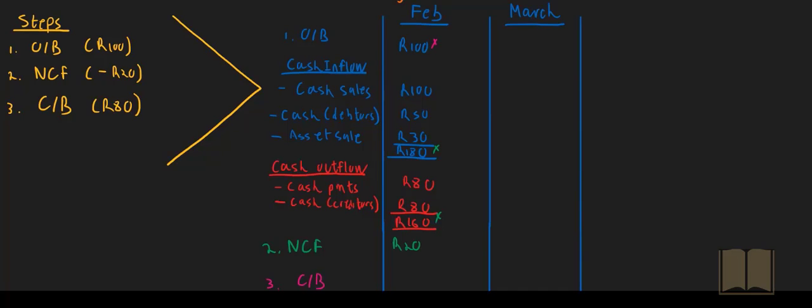The third step is to compute your closing balance at the end of the period. You had 100 Rand to start off with. The net cash flow is 20 Rand, so therefore you end off with 120 Rand. Your closing balance for this period becomes the opening balance for the following period, 120 Rand. This is a simple cash budget.